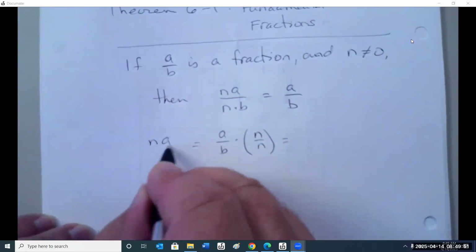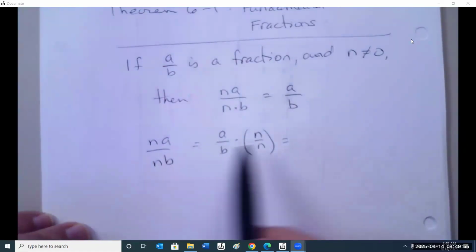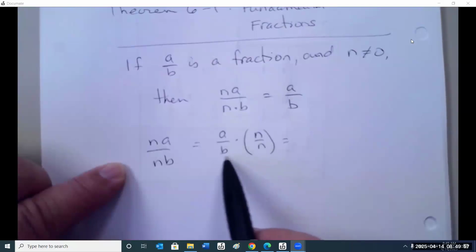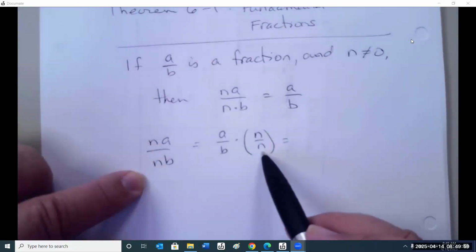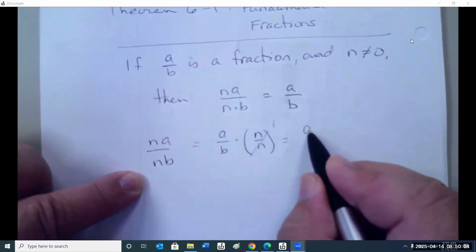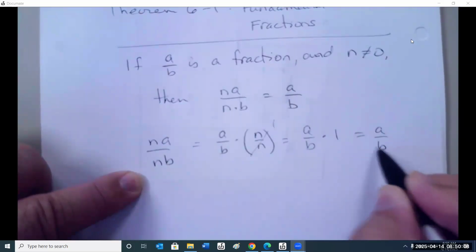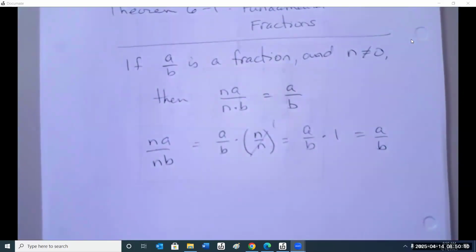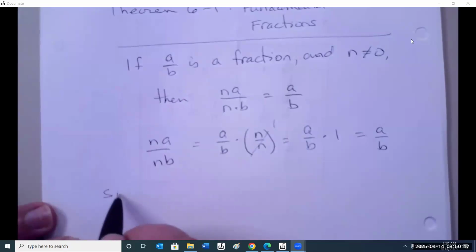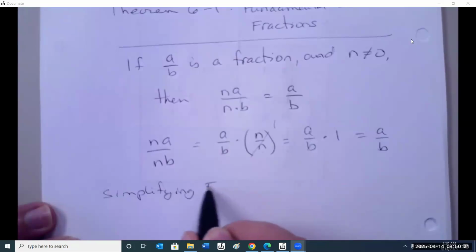So this is where we're coming from. n times A over n times B equals, well, A over B times n over n, and n over n is the same thing. I can take them out. This we know equals 1. So we have A over B times 1, which is A over B. This is where we talk about cancellation or simplifying fractions.